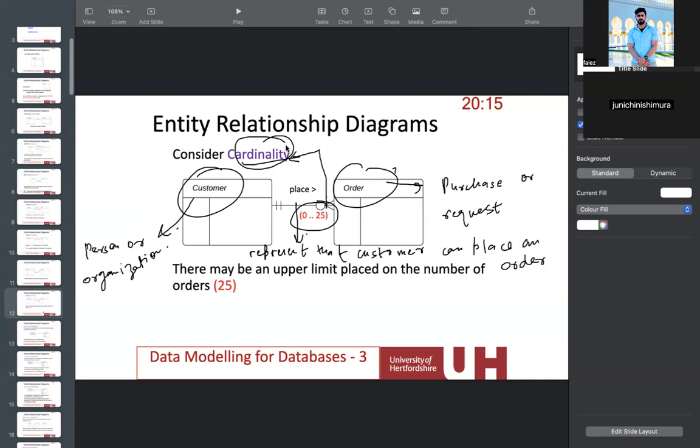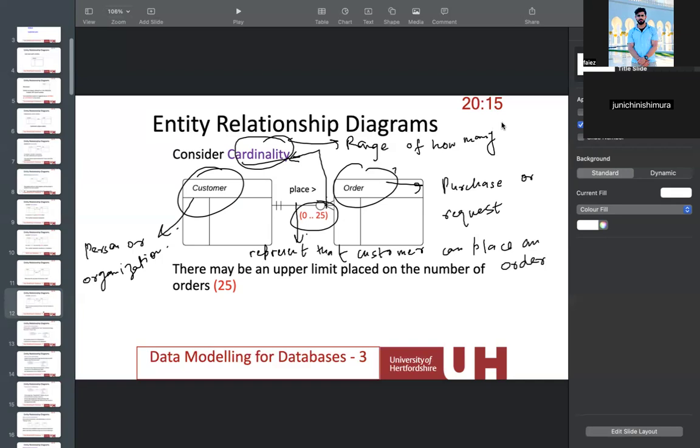Right? So this refers to the range, I'll write down range. This is range here, June, of how many instances of one entity are associated with another one. For each customer, they may place anywhere from 0 to 25 orders, and it's really optional. They might place no orders, but they can't exceed the limit of 25.